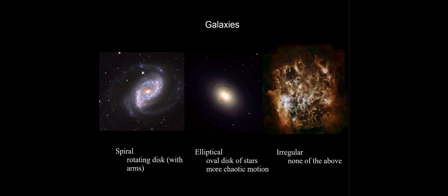Elliptical galaxies are more oval disks, so they have more of a definite shape to them. They just kind of look a lot like a globular cluster. But their motion is more chaotic, and there's definitely a center where it's rotating around. And then we have irregular galaxies, which don't really fall into the category of spiral or elliptical. We just call them irregular.